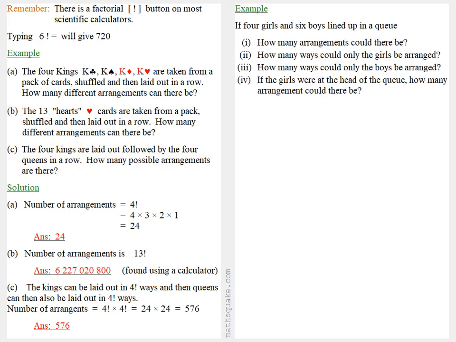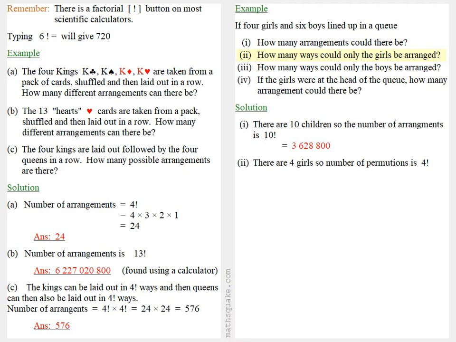Let's look at a different example. If 4 girls and 6 boys lined up in a queue, how many arrangements could there be? Well, there are 10 children, so the number of arrangements is 10 factorial, which is 3,628,800. In part 2, we're asked, how many ways could only the girls be arranged? Well, there are 4 girls, so the number of permutations is 4 factorial, which is 24.